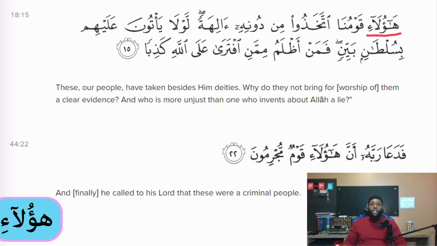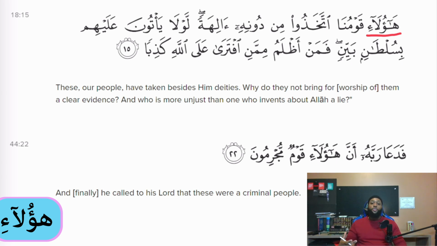As gods. And just like hadha and hadihi, haula'i has no change whether it's in the state of rafa, nasb, or jar. And we can see a clear example of this in the next ayah. فَدَعَا رَبَّهُ. So he called upon his Lord, right? أَنَّ هَؤُلَاءِ. That these, right? هَؤُلَاءِ, ism just the same.